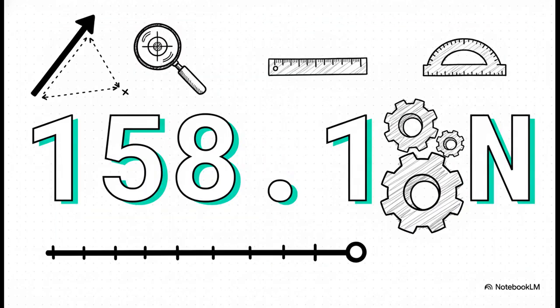So, we take Doug's components, we run the numbers to find the total strength of his pull, and we get a precise, exact answer. 158.1 newtons. Not around 160, not somewhere over there, a perfect calculated value. Now that is the power of the analytical method.